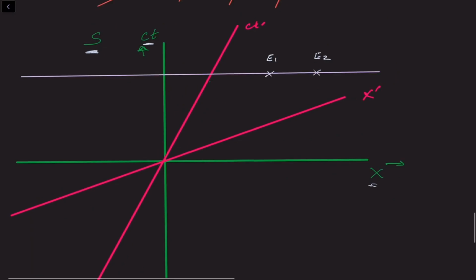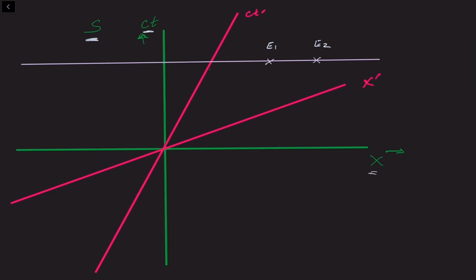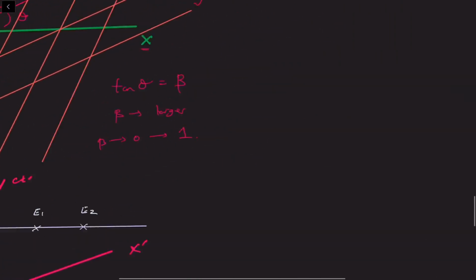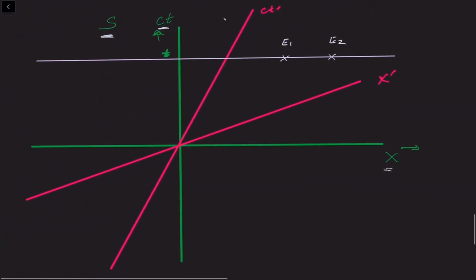So that line would look something like this. It passes through E1 and it's parallel to the x-axis, but the same line also passes through E2 and is parallel to the x-axis. So both these points lie on the same line of constant t. That is, both events E1 and E2 are simultaneous as seen by an observer in frame S. They are simultaneous in frame S.